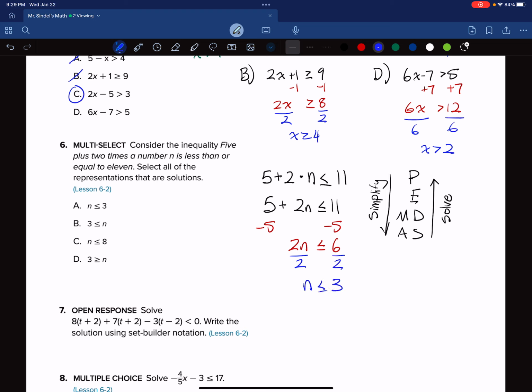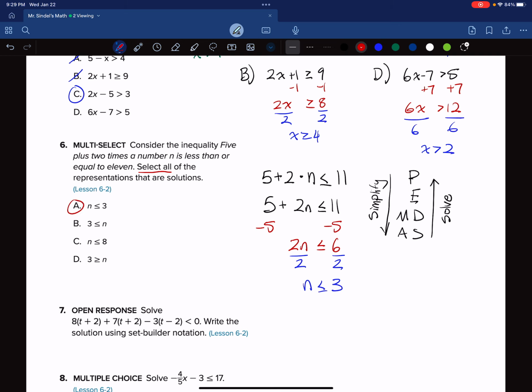And one thing that I'm noticing about the instructions, it says select all other representations, which means it might be A, B, C, and D. You can select all 4 if you want. So the first thing that jumps out at me is n is less than or equal to 3 is literally A, but it could be other things as well.